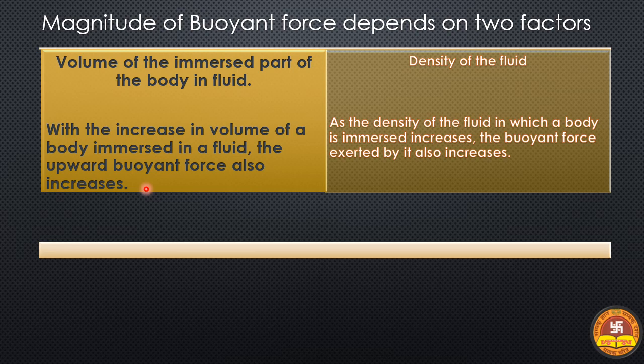And density factor, how does it affect? Now as the density of the fluid in which a body is immersed increases, the buoyant force exerted by it also increases. Means if we consider normal water and salt water, as we know that salt water is having more density than normal water, so obviously salt water will exert more upthrust than normal water. That's why in Dead Sea, objects float because of its maximum density.